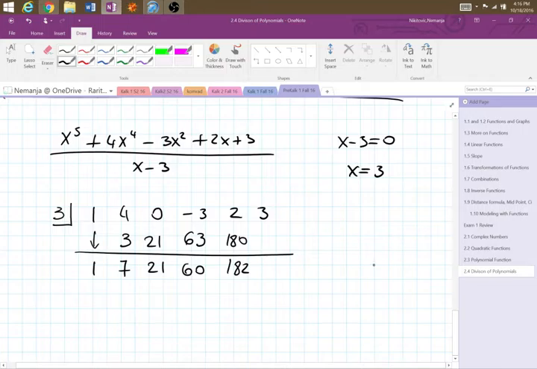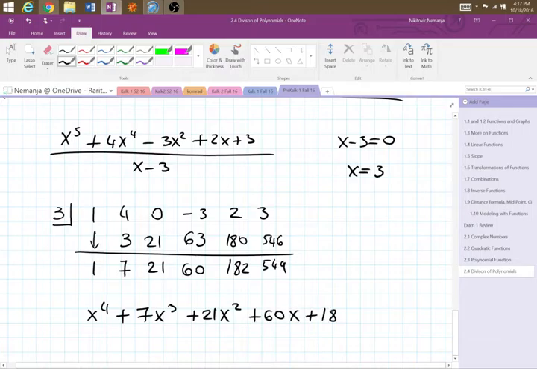Okay. So that's 300 and then another 240 and then another 6. 546. Which is 549. Is that good? So, what is the polynomial? It is x to the 4th plus 7x cubed plus 21x squared plus 60x plus 182 plus 549 divided by x minus 3. So I'm going to box off at the end this one. That's your remainder.